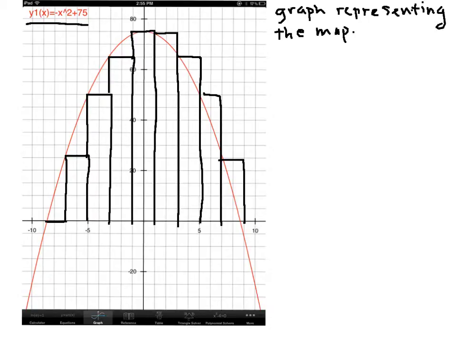So now we have to calculate the area of each one of these boxes. And if we start on our left, that is 0, because it doesn't have any area. The second box, since our interval is 2, it's 2 times 25, which is 50. Our third would be 2 times 50, which is 100. And we do that for each box, calculating the area.